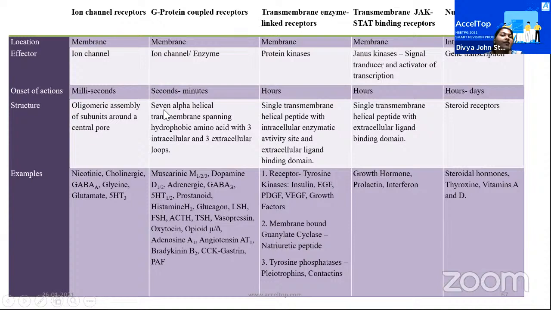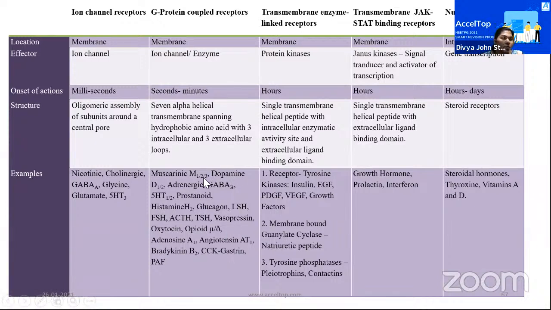They have 7 alpha helical transmembrane spanning hydrophobic amino acids with 3 intracellular and 3 extracellular loops. So they are septahelical, otherwise transmembrane, otherwise serpentine. So all these are keywords to note. Then you have examples for your GPCR. So most of the examples will fall under this.